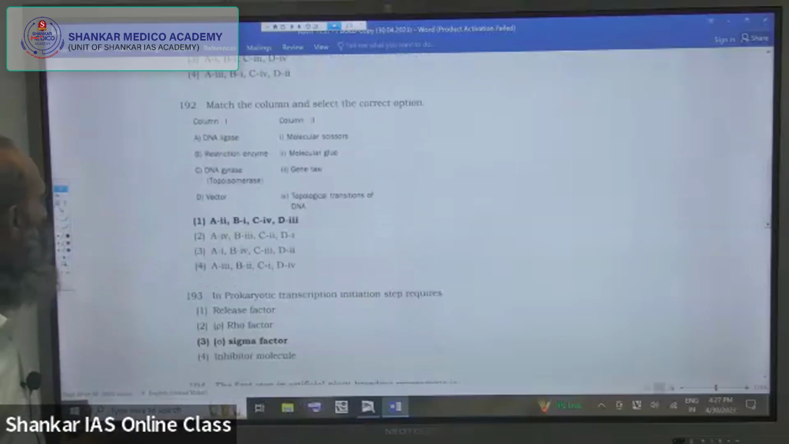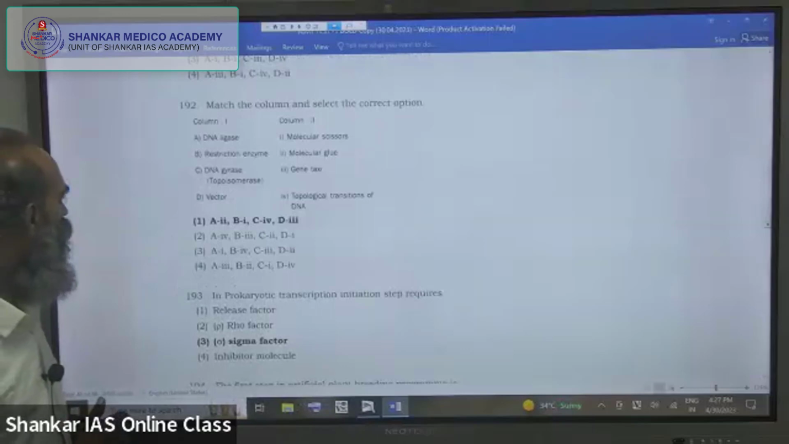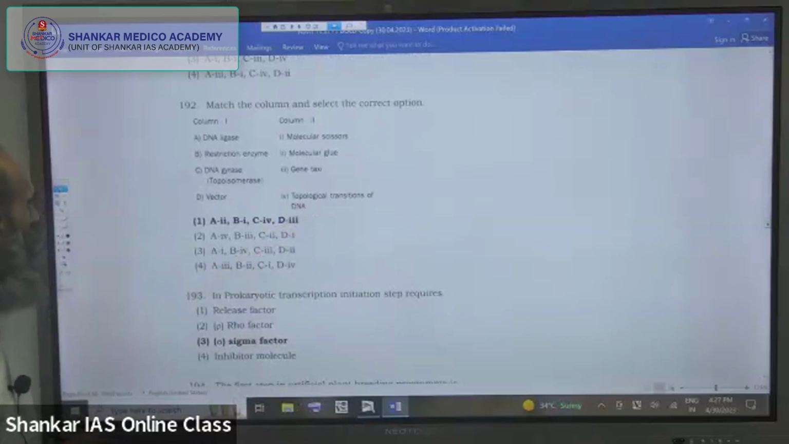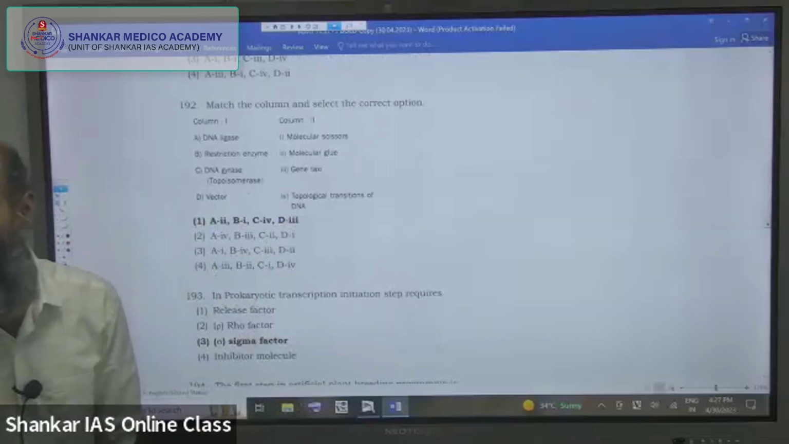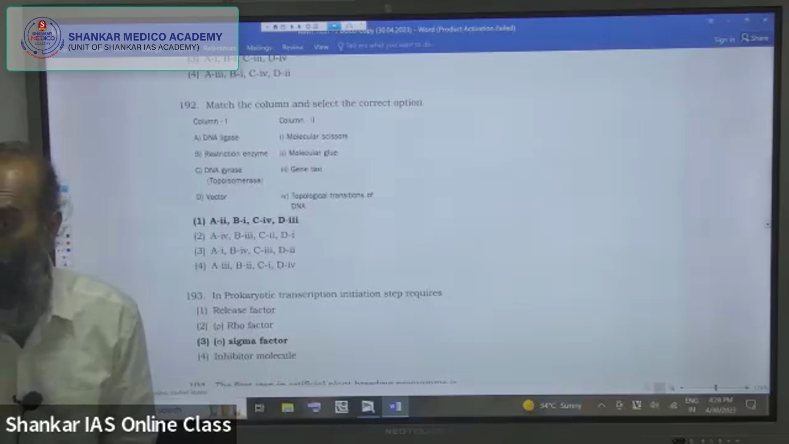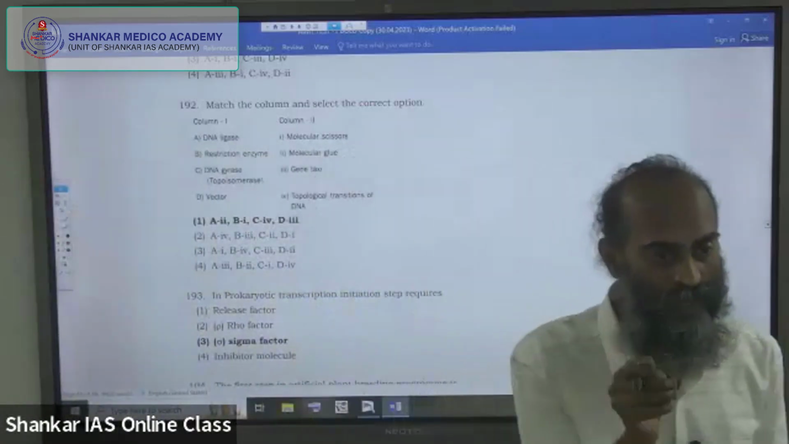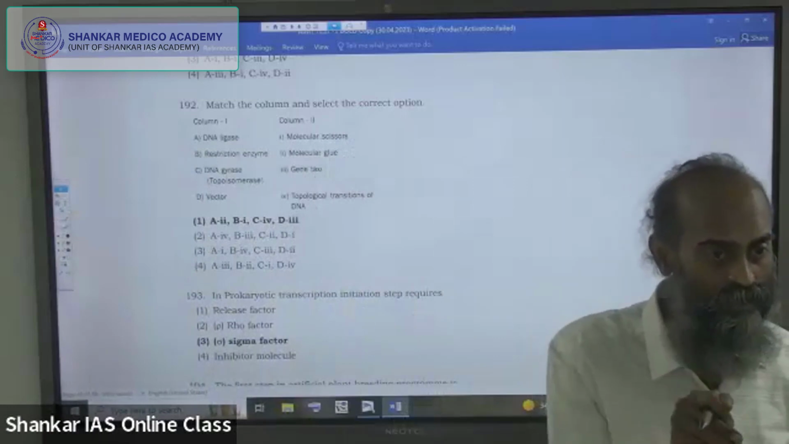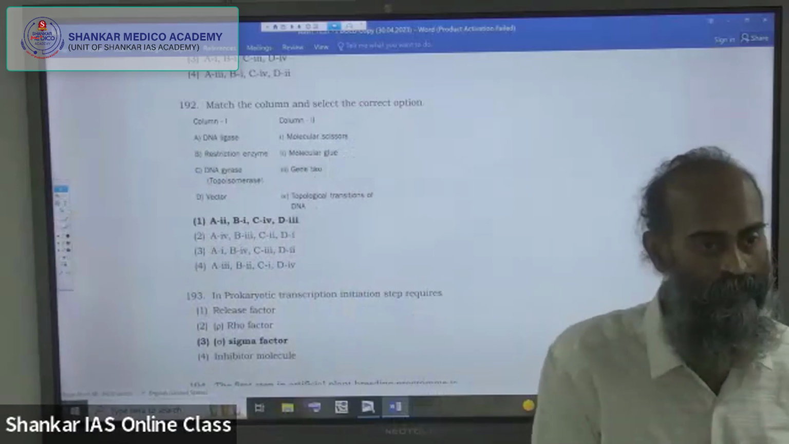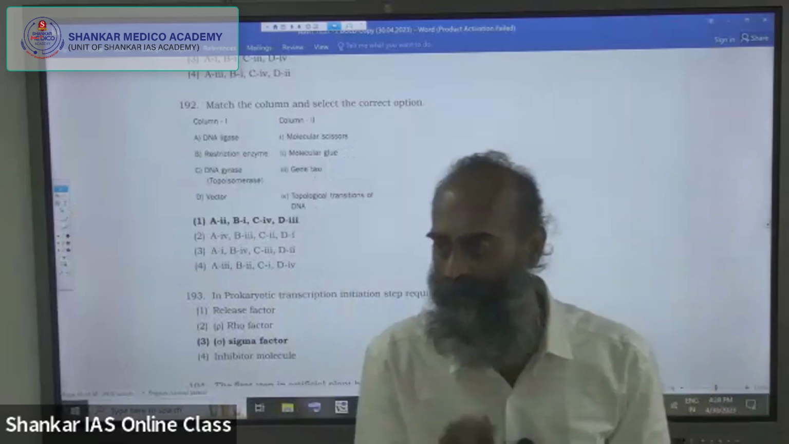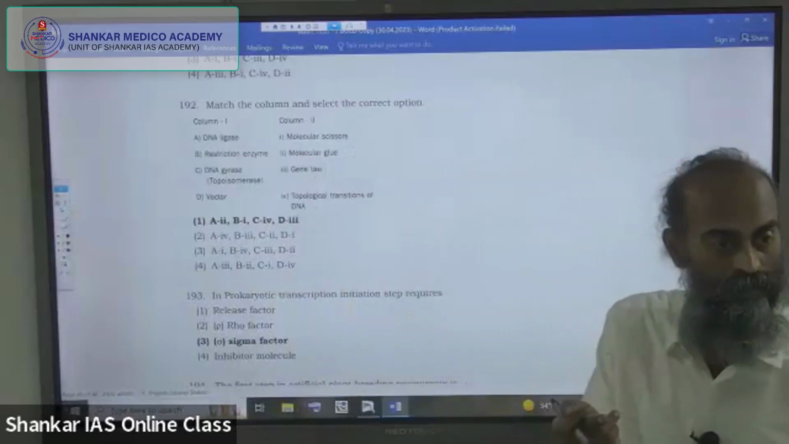DNA ligase is for what? Restriction enzyme. DNA gyrase: topological transitions of DNA. Vector, I have told you, is a plasmid. Plasmid means it is a vehicle. In that, the desired DNA is called a passenger gene. In a taxi, someone should sit, no? In the plasmid, the desired gene is sitting, so the desired gene is a passenger. Plasmid is a vector, and vector is a vehicle.